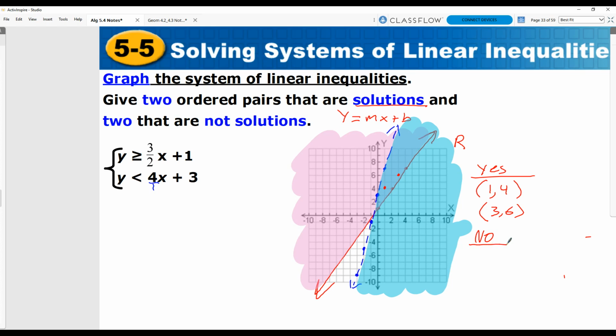Okay, let's take a look at no. We have lots of options for no. It can be anything that is outside of the area that was blended together. So it could be out here. We could be way down here. Anything outside of that blended area. Okay, so for no, I had (5, 1). And then I also have, let's see, what do I got over here? I have (-8, -4).